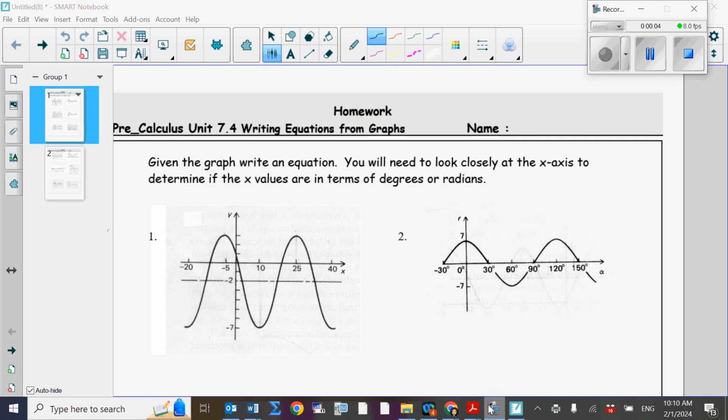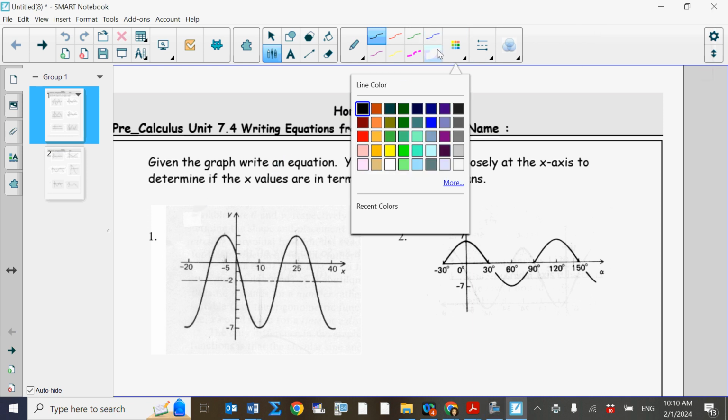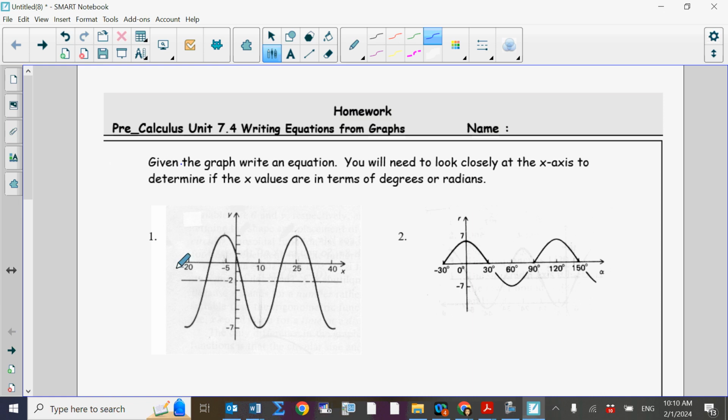Hi everyone, let's work on 7.4 writing equations from graphs today. So let's start with the first question over here. We have a graph and want to write the equation for this graph.